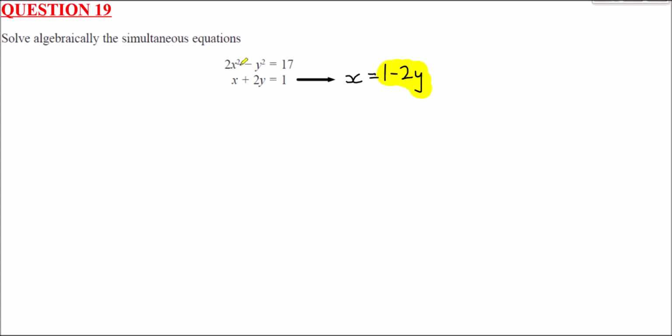Now what we do is we substitute this expression for x into the top equation. So therefore we're going to have 2 lots of x squared, which is 2 lots of (1 minus 2y) squared, because that is what x is in terms of y. Then minus y squared equals 17.